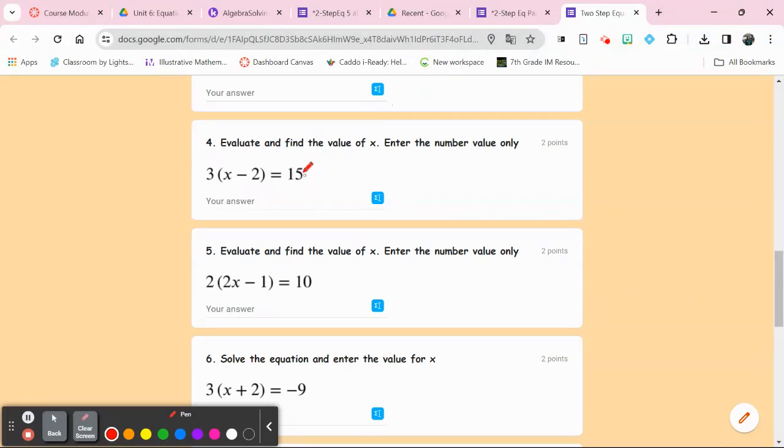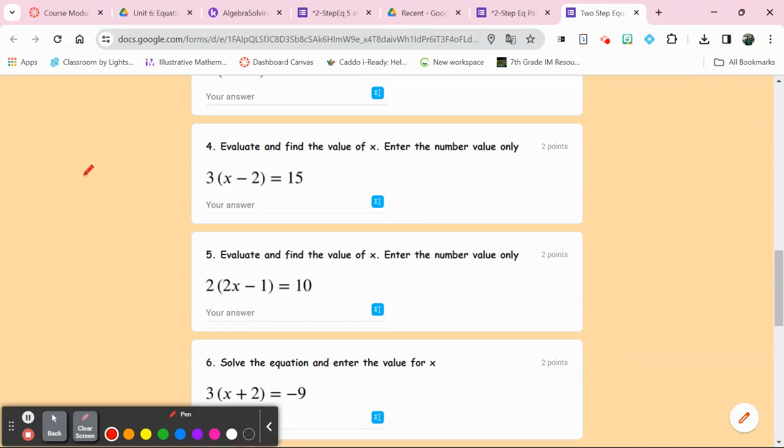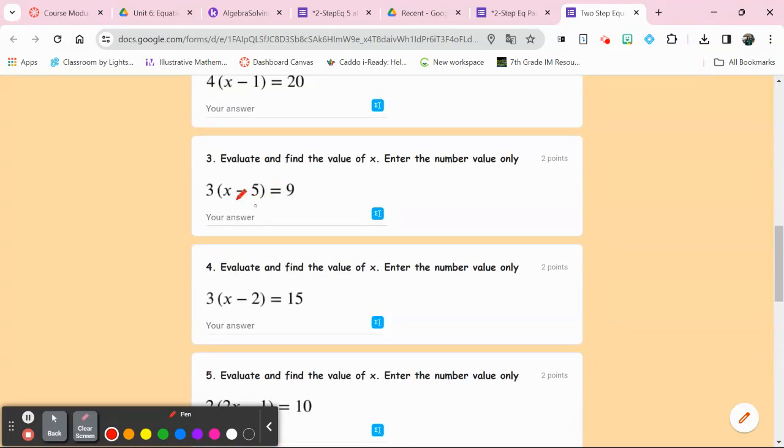I'm going to quickly go over number 4, number 5, and then number 6 is where we start with negatives. All right. Number 3 is either distribute this 3 to both things inside, which would be 3x minus 15 equals 9, and solve it as a two-step equation, or divide first.